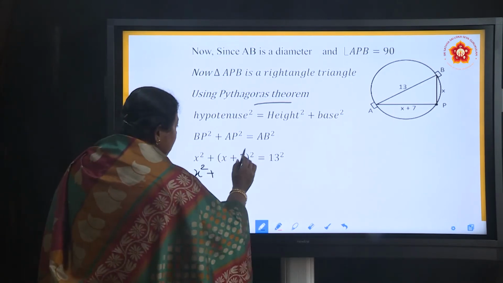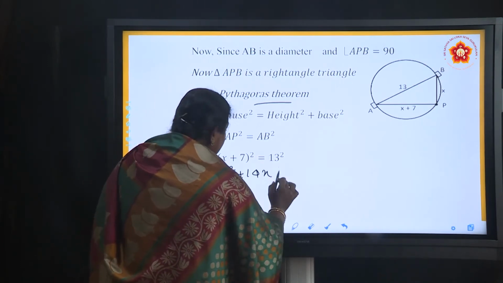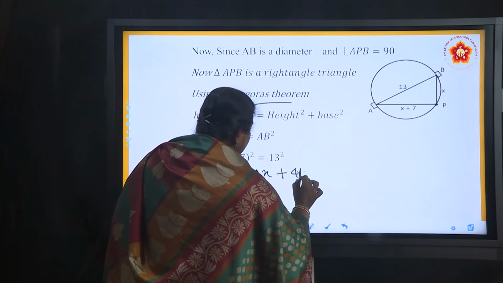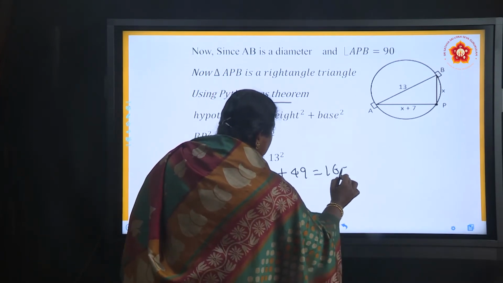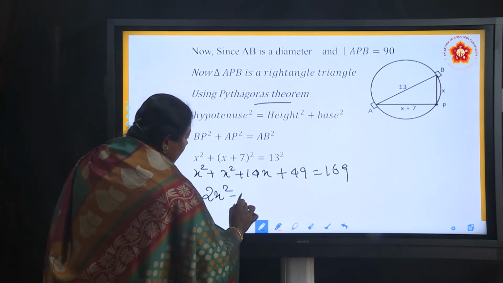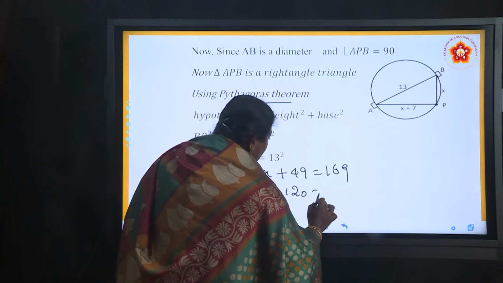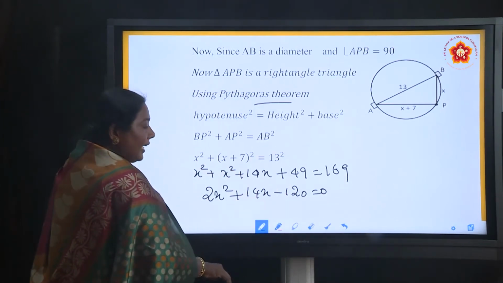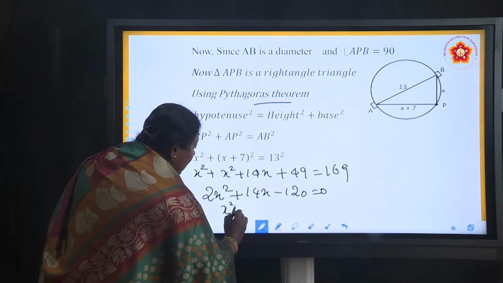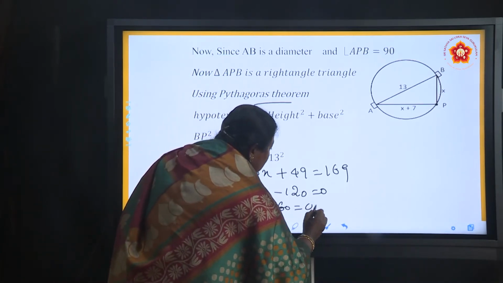So now simplifying, what I get, this is an algebraic identity. First one, (a plus b) the whole square. So it is x square plus 14x plus 49 is equal to 169. So bringing it over, we get 2x square plus 14x minus 120 equal to 0. By simplifying this again, I get x square plus 7x minus 60 equal to 0.